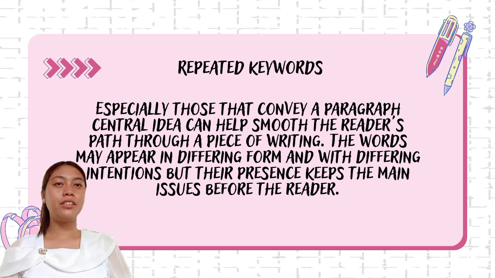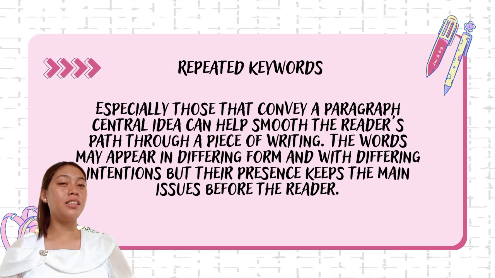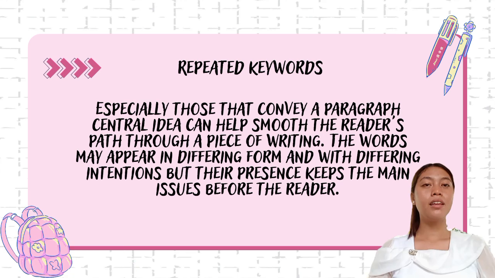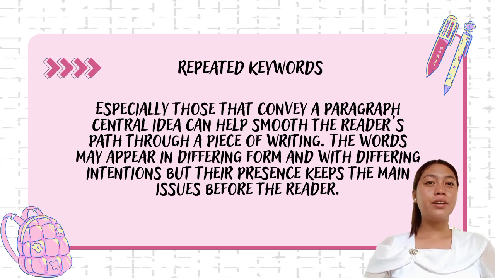Another useful strategy to achieve coherence is through repeated keywords. Repeating keywords, especially those that convey a paragraph's central idea, can help smooth the reader's path through a piece of writing. The words may appear in differing form and with differing intentions, but their presence keeps the main issues before the reader. Repeating keywords reminds readers of your main topic and strengthens your focus. It ensures your message stays clear and consistent throughout your writing.